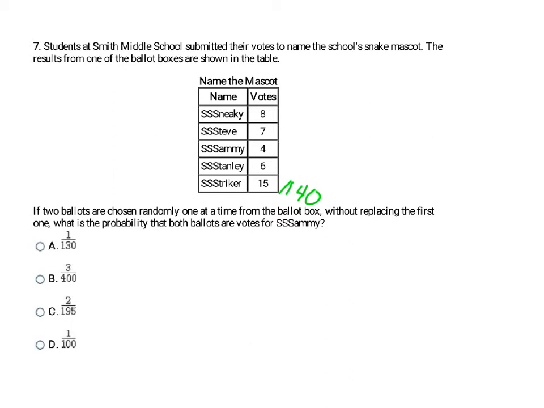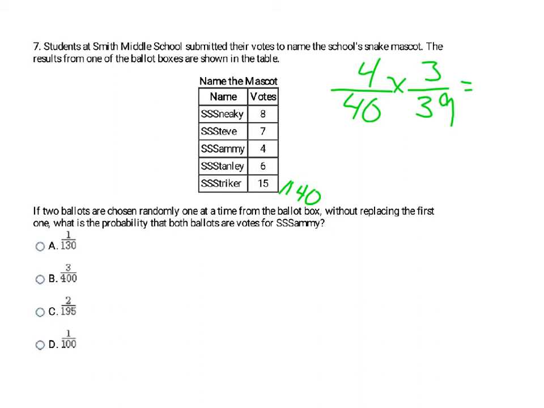And when I first go to pick one, there's going to be 4 in there for Sammy. So there's 4 chances of picking a Sammy out of 40 ballots. However, once I take one of those ballots out, if it's Sammy, then I only have 3 left that have Sammy in there and 39 total. So those are the probabilities for each drawing. And these are independent events, so I'm going to have to multiply those to get my final answer.